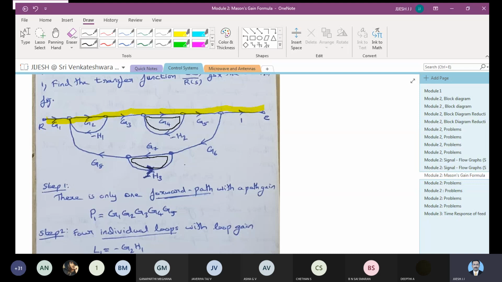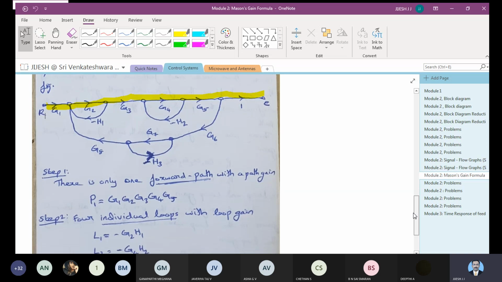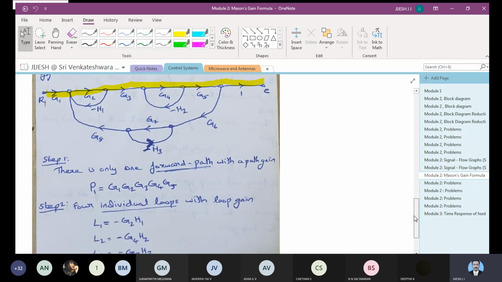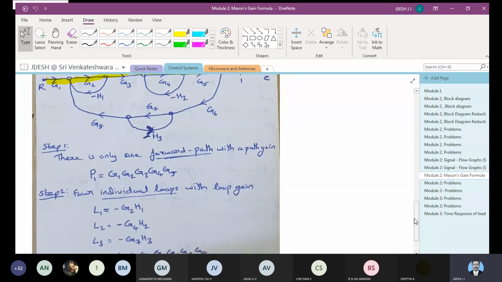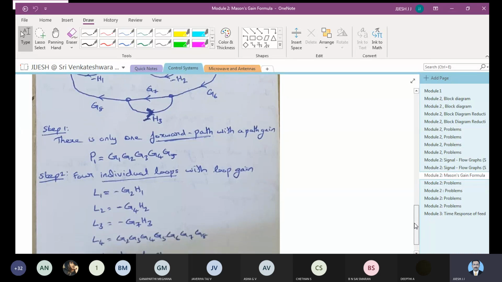We have also studied self loops and all those things. You should be careful with respect to self loops, and understand the terminologies properly. So this is the forward path and these are the loops. Everyone should be very clear. I am stressing it because these are the places where students make mistakes: of four loops, they identify only two or three.